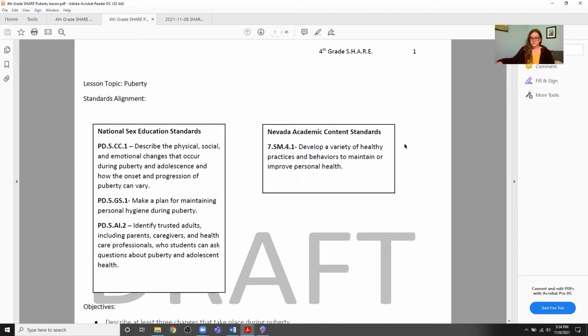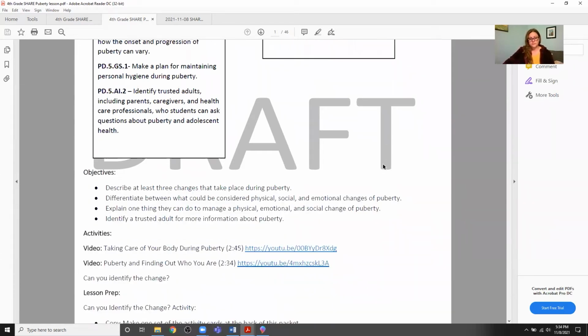So puberty standards alignment with the National Sex Education Standards. We have listed above. I will not review each of the standards, and as well as our Nevada academic content standards to support this lesson. Our objectives are describe at least 3 changes that take place during puberty, differentiate between what could be considered physical, social, and emotional changes of puberty, explain one thing they can do to manage a physical, emotional, and social change of puberty, identify a trusted adult for more information about puberty.